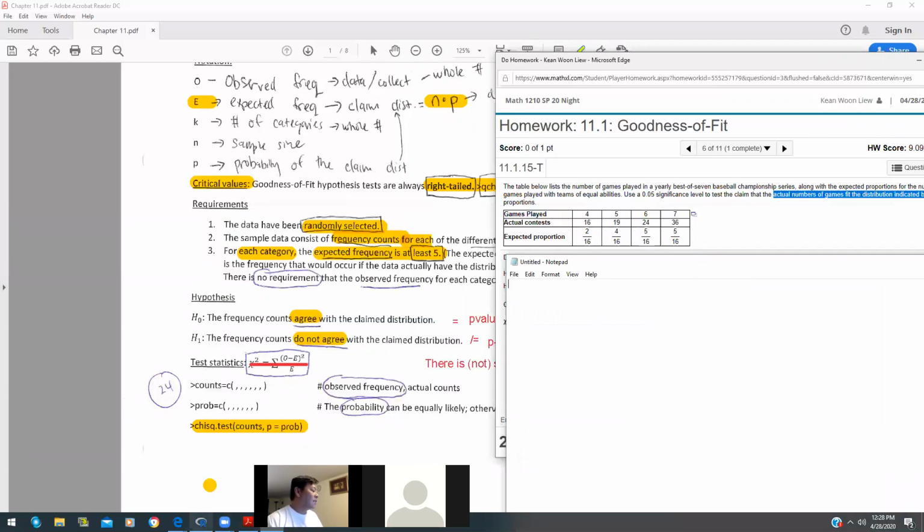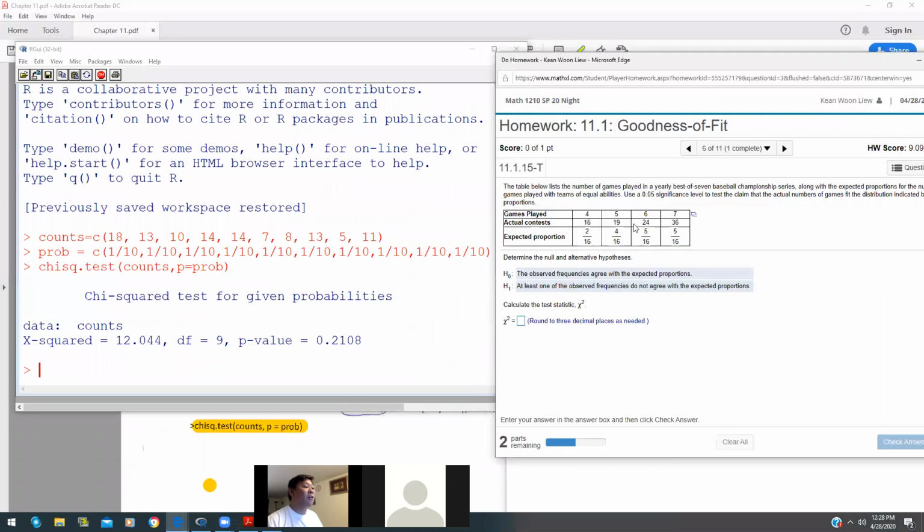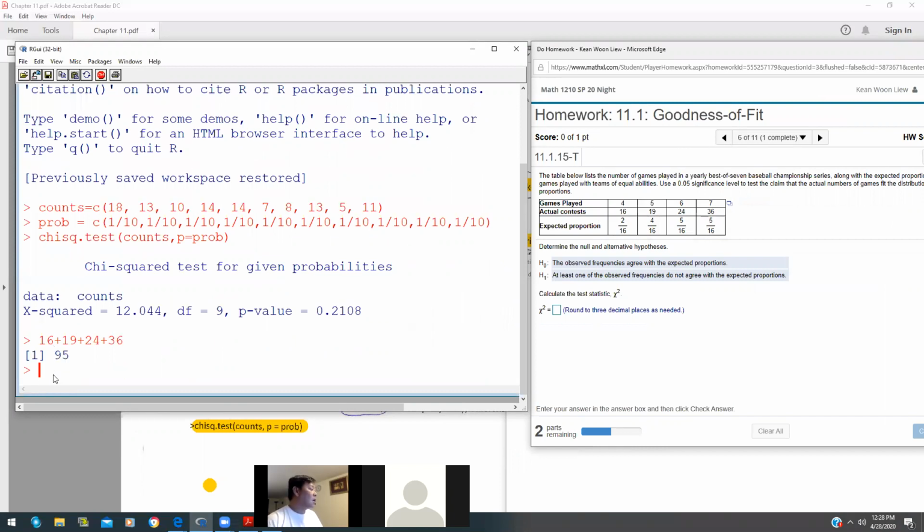So the first thing you do is figure out what your sample size is. How do we figure out the sample size? You add all these numbers, all the actual counts. That is your N. So 16 plus 19 plus 24, if you have a calculator, use your calculator, plus 36. So that is 95. So we have 95 total.